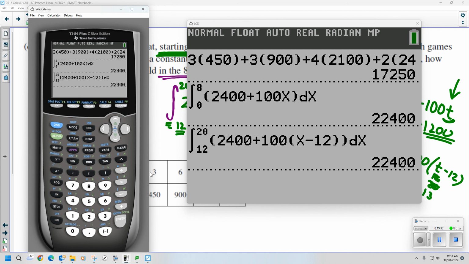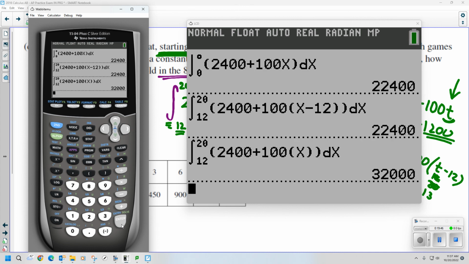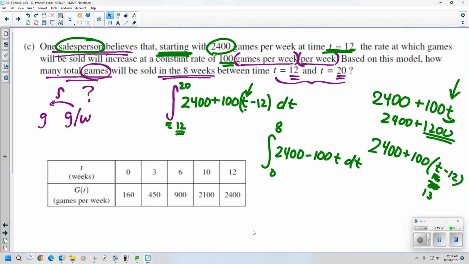What happens if I do this, but I don't subtract 12? What happens if the bounds are 12 and 20, but I don't subtract that? You get 32,000. And when you rip through this quickly without even looking at things, and you think you know everything without reading it and really understanding it, that's probably what you would end up with. But it's 22,400.